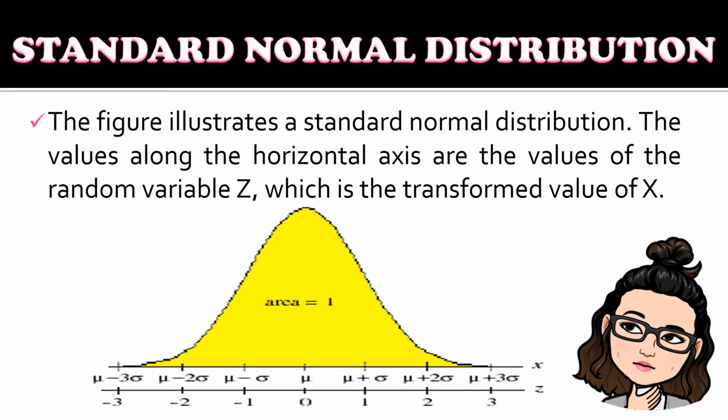The figure illustrates a standard normal distribution. The values along the horizontal axis are the values of the random variable z, which is the transformed value of x. For a standard normal distribution, the mean is 0. As you can see, there is a transformed value of x.